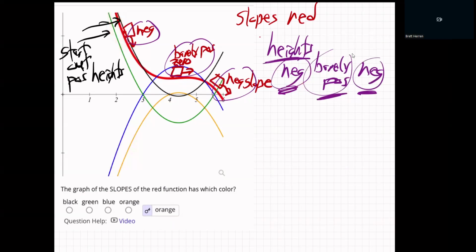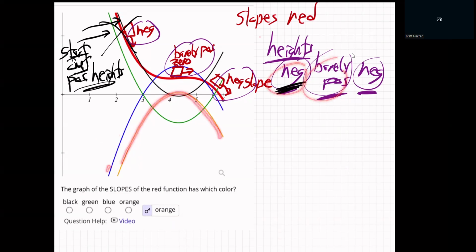Okay, so it can't be these guys. They're out. It's not the green, it's not the black, because they start out with positive heights, and you're supposed to start off with a negative. Our red graph started with a negative slope, so we're looking for one of these two, which start off with a negative height. And which one goes negative, then barely positive? See, it's the orange. It barely goes positive and then back to negative.